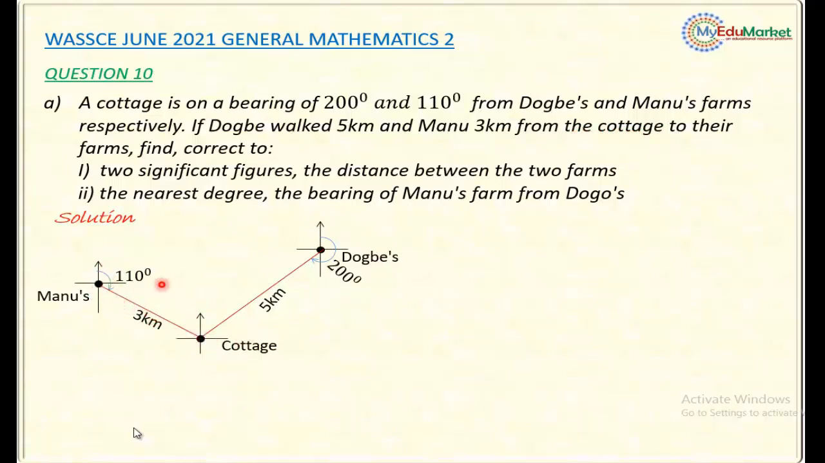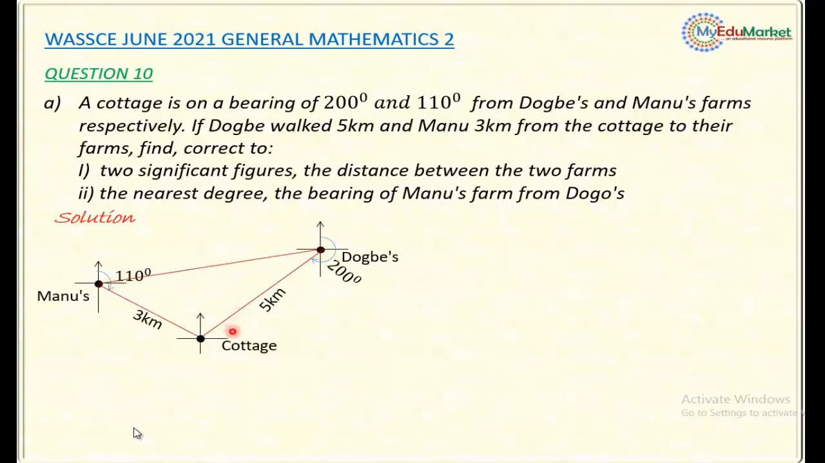What I need to do is complete the triangle. I'll just join Manu's farm to Dogbe's so that it gives me a complete triangle. This is it. So I can now move ahead and start answering question Roman 1, which asks to find the distance between the two farms. This is Dogbe's farm and this is Manu's farm, so I'm asked to find the length of this side of the triangle. That will give the distance from Dogbe's to Manu's farm.